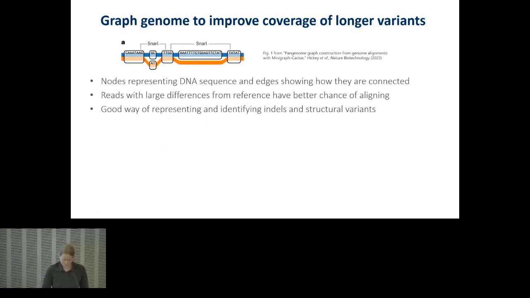So one advantage of a graph genome in this context is that reads that have got a large difference from the reference have got a better chance of being aligned correctly. So in our example, if we used a linear reference from the blue genome, just looked at that, then a read from the orange genome might not be aligned correctly. Whereas if we have the graph genome, then they're both there and it can be put in the correct position.